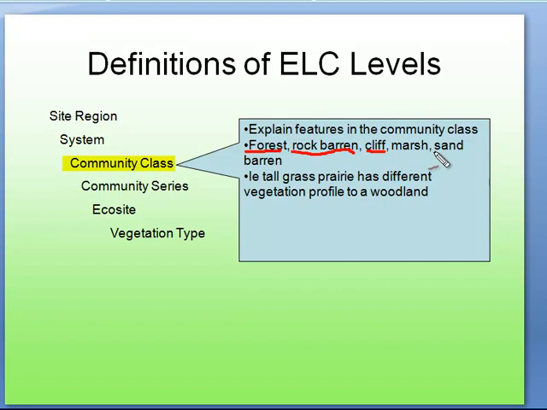And it could be even something like a sand barren, right? We're going to exclude marsh because that's for the wetland. Or it could be tall grass prairie. So you can see these all break down into some kind of one of these items. And that's the idea of a community class.